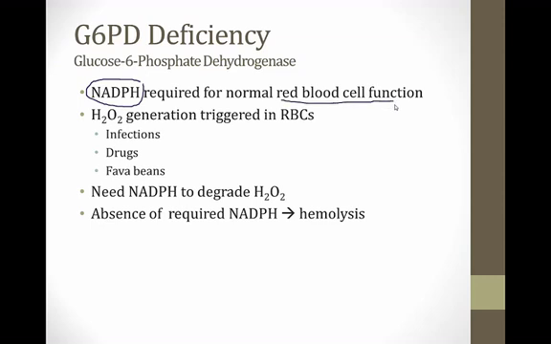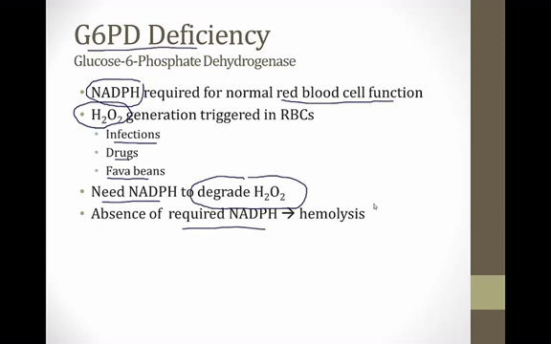It turns out that there are a number of environmental triggers which can generate hydrogen peroxide inside of red cells. These include things like infections, certain drugs, and fava beans. We'll talk about all of these in a minute. But the point here is that they lead to hydrogen peroxide formation inside of red cells. If the red cell has NADPH, then it can use that to degrade the hydrogen peroxide. We'll talk about exactly how in a minute. But in people who have a deficiency of the enzyme G6PD, they cannot generate enough NADPH, and this leads to hemolysis. And that is the hallmark of G6PD deficiency, hemolysis in response to certain classic environmental triggers.